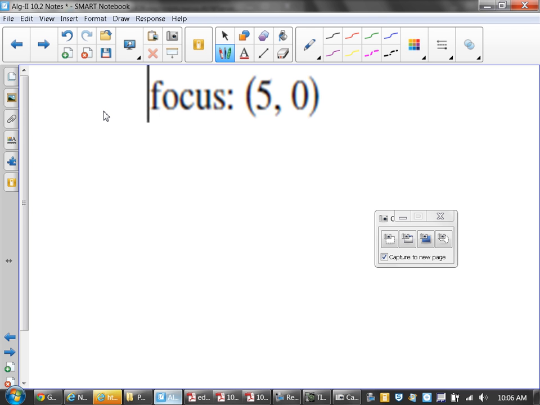Again, I know that all of these are going to have a vertex at the origin. There's no shift involved here, guys. So the first thing I do is put a little ordered pair out. Vertex is at the origin. If the focus is at 5, 0, that means it's on the x-axis. Do you agree? It's opening to the right. So I know it's got to be going this direction.